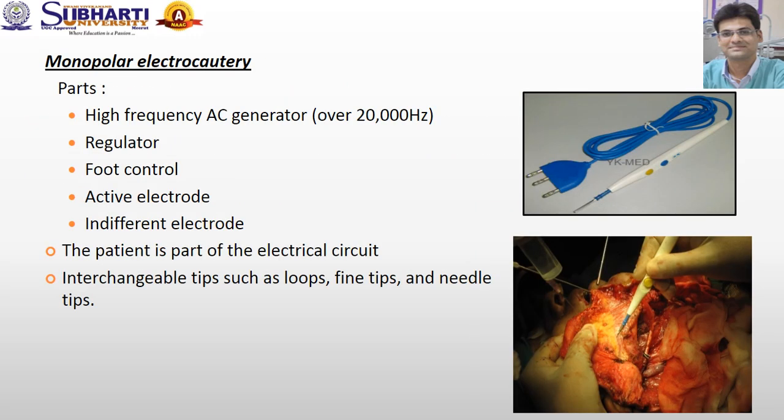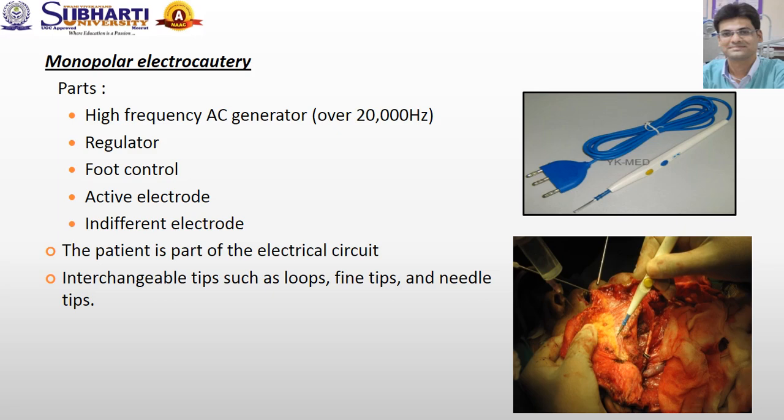Monopolar electrocautery consists of a high frequency AC generator, regulator, foot control, active electrode, and indifferent electrode. The patient is a part of the electrical circuit. Interchangeable tips are available such as loop, fine tips, and needle tips. Monopolar electrocautery can be used for different purposes by changing the intensity of the current, as cutting, coagulation or fulguration.